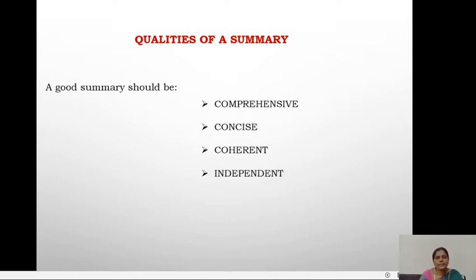And it should be independent. You should never include your personal ideas or opinions in the summary. You are trying to state only the main points from the author's point of view, what the author has said. You are trying to state those main points again. Here there is no scope to add any of your personal opinions or personal ideas in a summary.